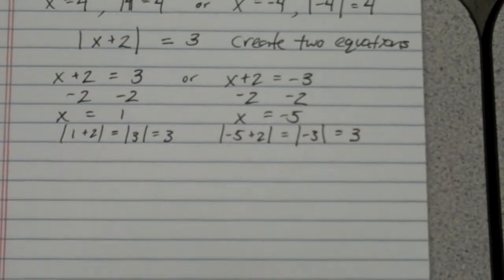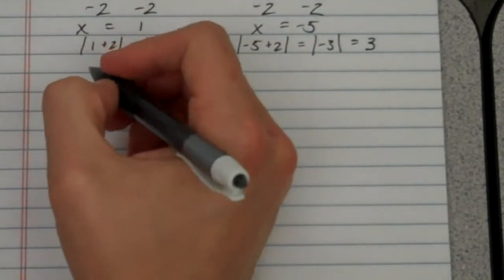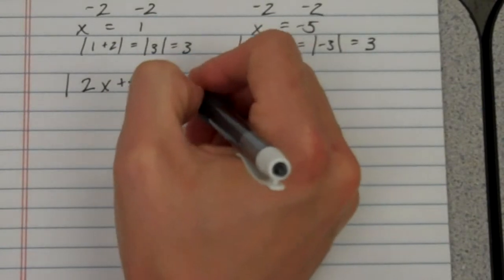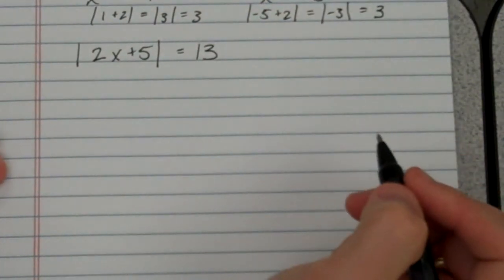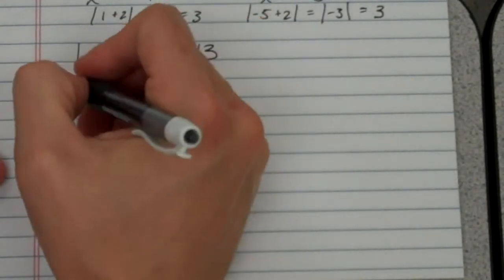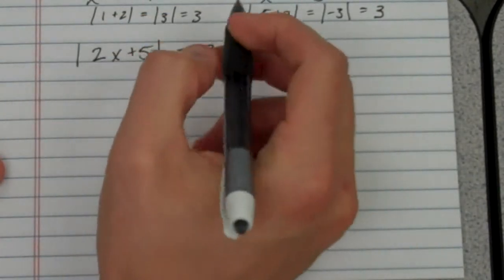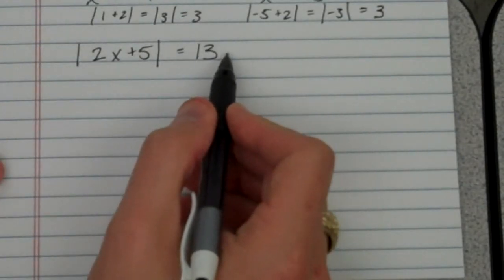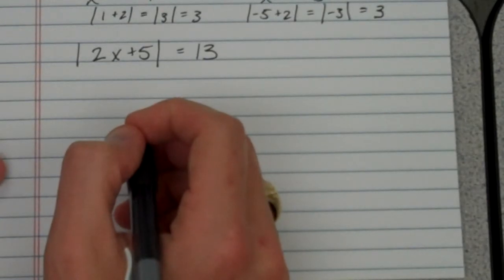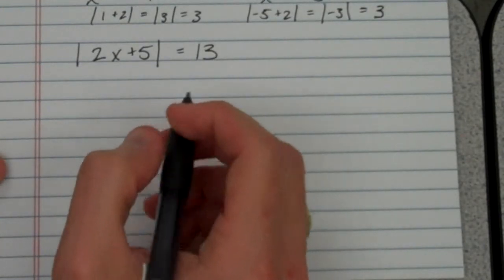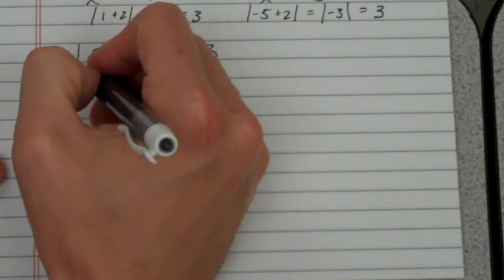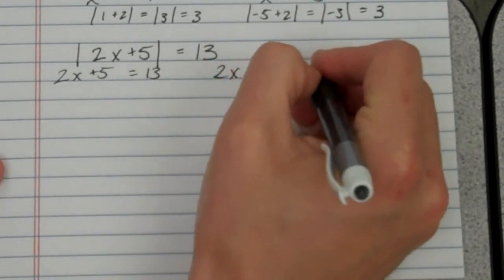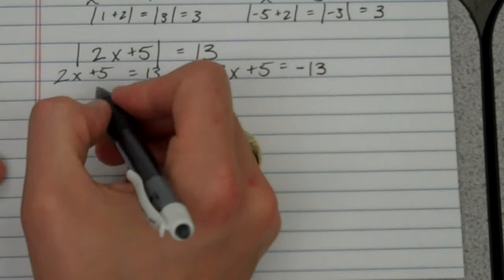Okay, let's do another example where we have the absolute value of 2x plus 5 equals 13. So again, I would just set that up as two equations. The absolute value is all by itself. If there was like a plus 2 right here, we would obviously just move that over the same way that we did when we were solving radicals, when we were trying to isolate. Okay? So now I've got 2x plus 5 equals 13, 2x plus 5 equals negative 13, right? And then I just solve.